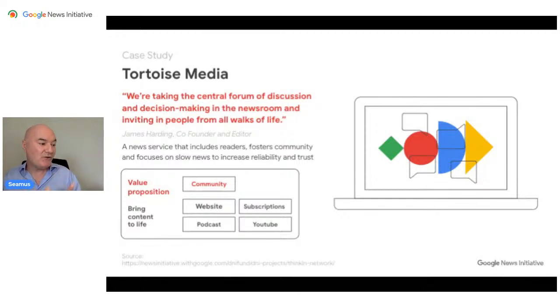So the value proposition, as we can see there on the screen, is really the sense of community, a big one when we look at our 6 C's in the previous slide, and also then bringing content to life. So of course they have a great website there. As we mentioned, these subscriptions, they have podcasts, for example, links up with YouTube as well. We're taking the central forum of discussion and decision making in the newsroom and inviting people in from all walks of life. And I think that's one of the key quotes there from James Harding on that example.